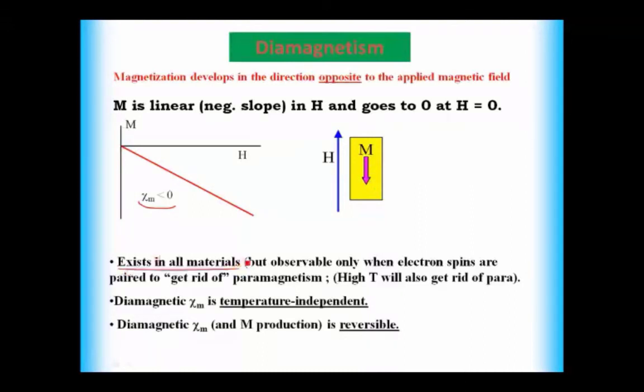It's observable only when the electron spins are paired to get rid of the paramagnetic behavior. High temperature will also get rid of the para, so you could get rid of that by just heating the material, and you will be left with dia, because dia does not depend on the temperature, and that's what this says. Diamagnetic chi sub m is temperature independent. Diamagnetic chi and M production is reversible. So if you start at this point here, you form the diamagnetic material, lower the field, it goes right back to 0.